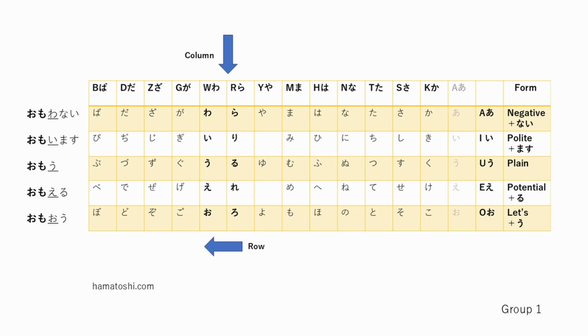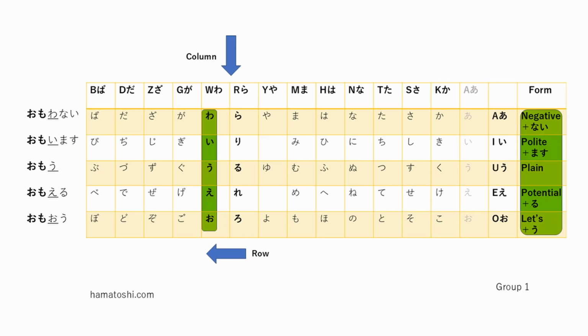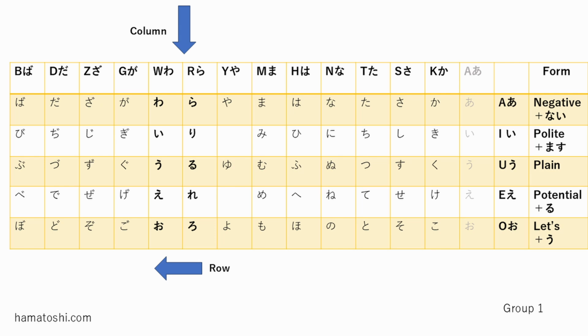Let's use the verb omou as an example. The words on the left describe the conjugation of the verb omou. Change the ending in the plain form u according to the wa column in the chart, and then add the corresponding endings described on the right. Omowanai as a negative form, omoimasu as a polite form, omou as a plain form, omoeru as a potential form, omou as a let's form. Is everything clear? Always keep the Hiragana chart in mind for Group 1 verbs.